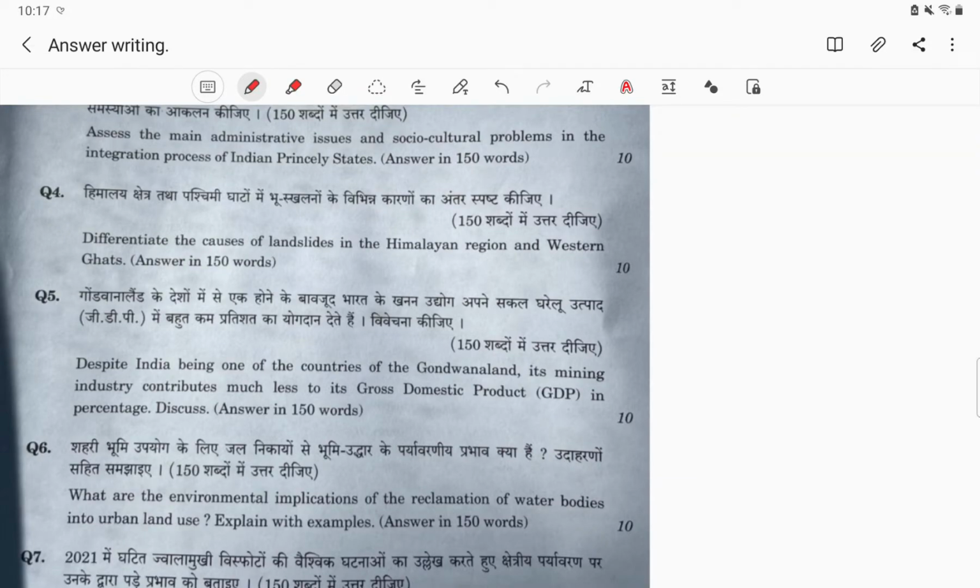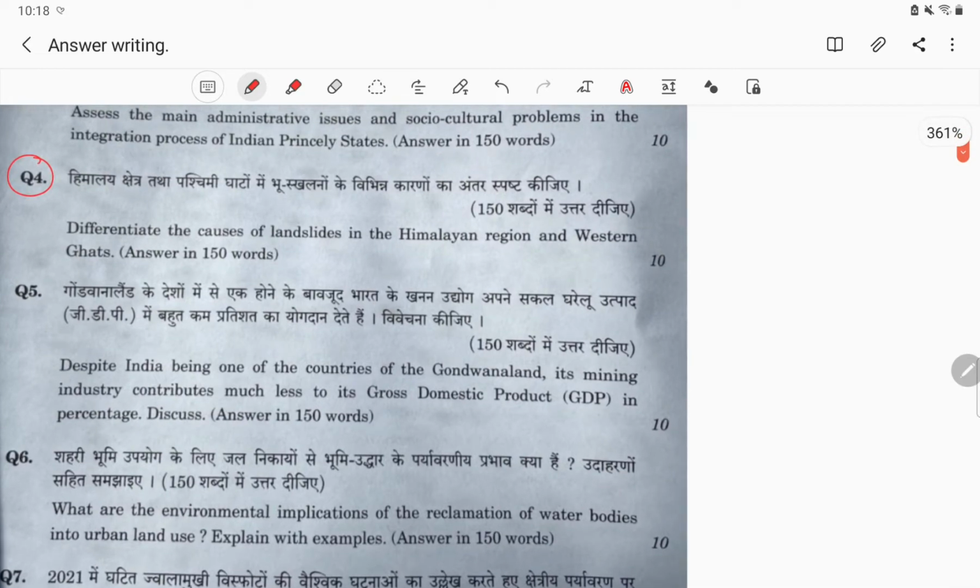Friends, this is question number 4 of GS paper 1. Question number 4 is this: differentiate the causes of landslides in Himalayan region and Western Ghat. So differentiate करना है इस question में.